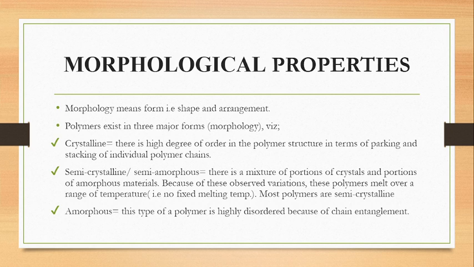Now, crystalline polymers. This is one form of a polymer that we have, the crystalline form. There is a high degree of order in the polymer structure in terms of packing and also stacking of individual polymer chains. Now, these morphologies are based on how these polymer chains are packing. Now, a polymer may not only constitute one chain, there may be more than one chain present. So those chains can pack with each other.